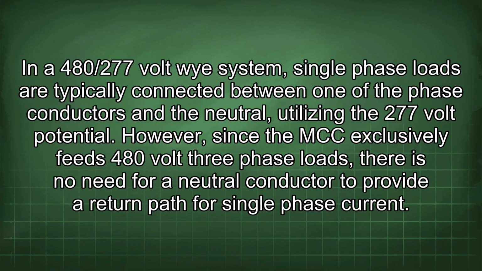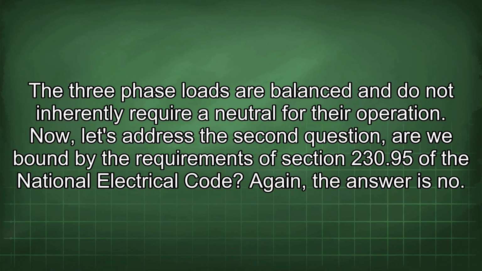In a 480/277 volt Y system, single-phase loads are typically connected between one of the phase conductors and the neutral, utilizing the 277 volt potential. However, since the MCC exclusively feeds 480 volt 3-phase loads, there is no need for a neutral conductor to provide a return path for single-phase current. The 3-phase loads are balanced and do not inherently require a neutral for their operation.